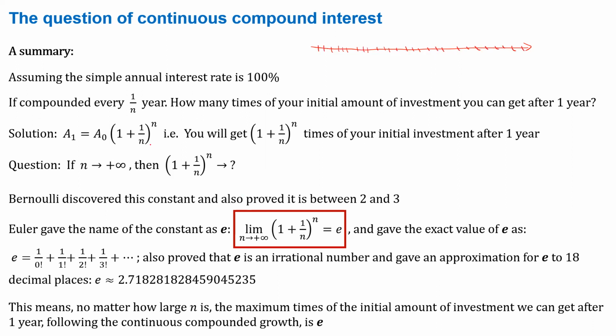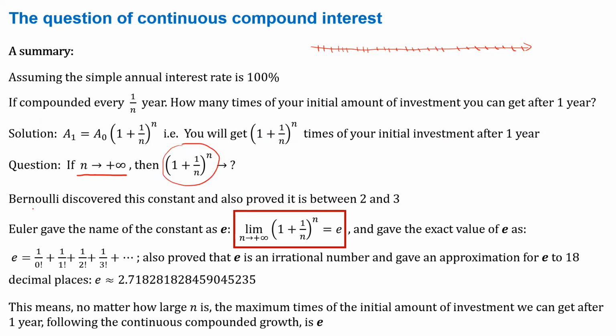If this is the case, that means if n approaches positive infinity, what is the limit of the number of times of your initial investment after 1 year? What is the limit of the times of your initial investment you can get after 1 year? Does this number have a limit?